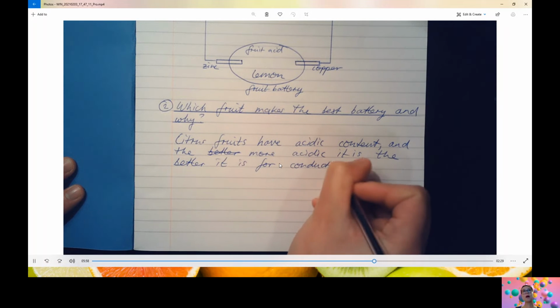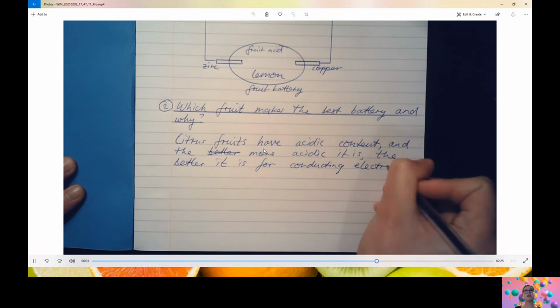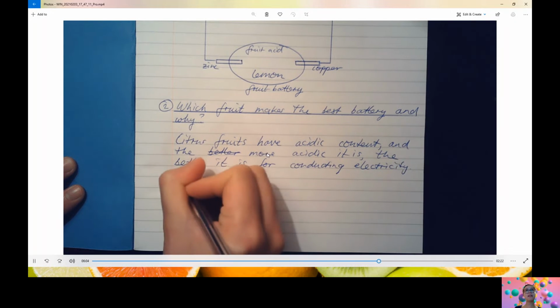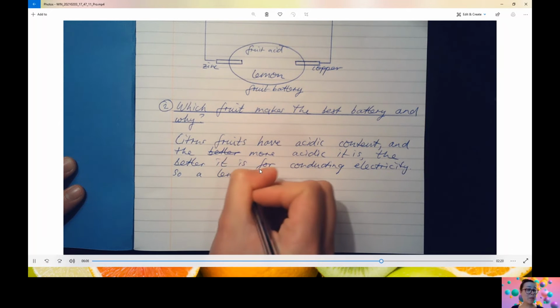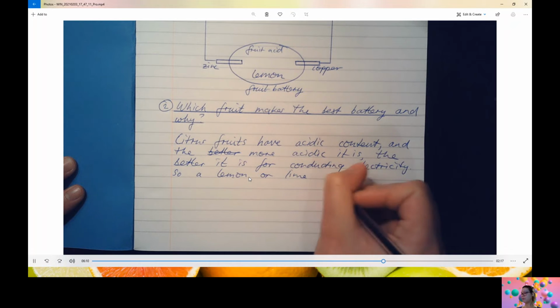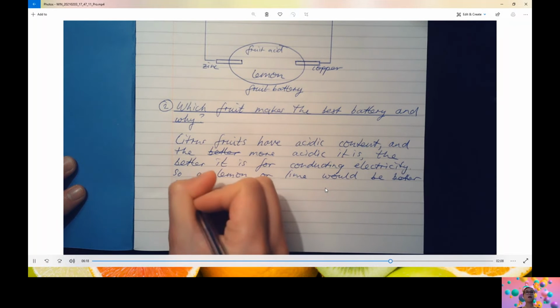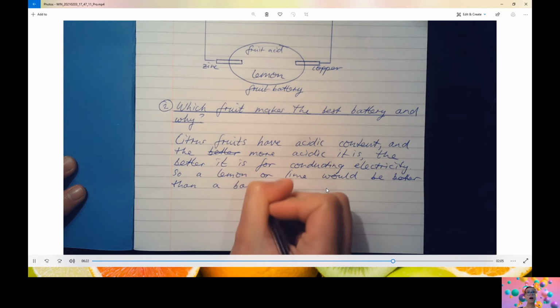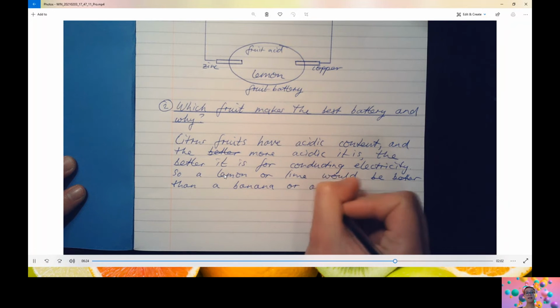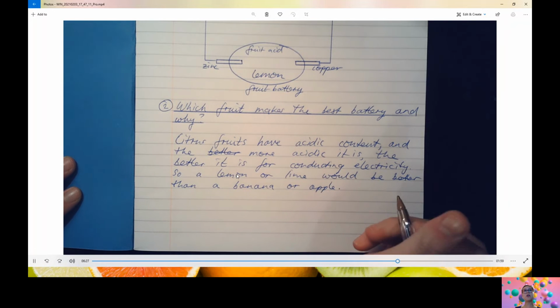So, thinking about which fruits have more acid in them, do you think that a lemon or a lime will make a better battery than, say, a banana, which has less acid in it? So I would write, a lemon or lime would be better than a banana or apple. Why? Because they have more acid in them. So they have a pH value of less than 7. Okay, great. So please pause this video now and write down your answer for which fruit makes the best battery and why.